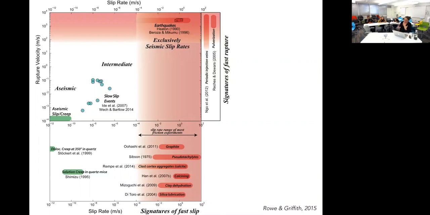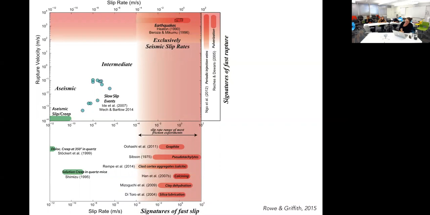So both of these things are distinct for earthquakes. They're really fast. The rupture velocity for an earthquake is the rate at which the tip of the earthquake is propagating along the fault, on the order of several kilometers per second. So that's much faster than a creep event.